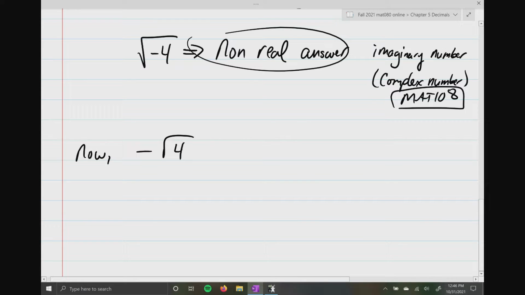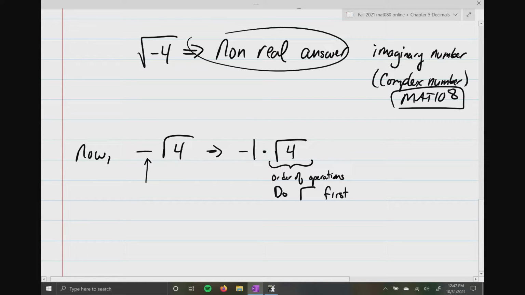Okay, now you can have this problem right here. You can do negative square root of 4. Okay, notice the negative symbol is outside of the radical, and that's okay. So this is really -1 times the square root of 4. Now, according to the order of operations, all right, you do radicals first. So whenever you see that radical symbol, you go ahead and simplify that first. So this is going to be -1 times the square root of 4, which is 2. So the end result is going to be -2. Okay?